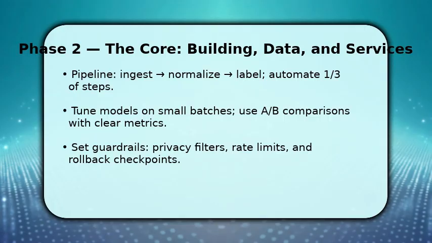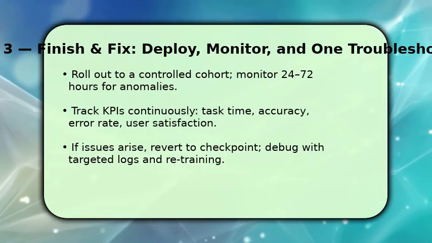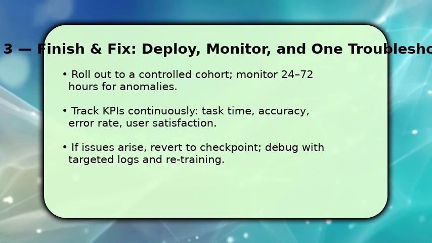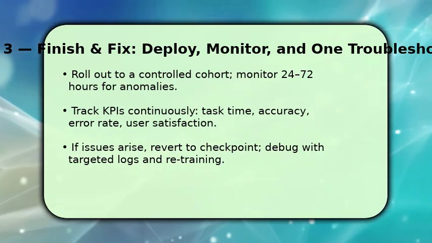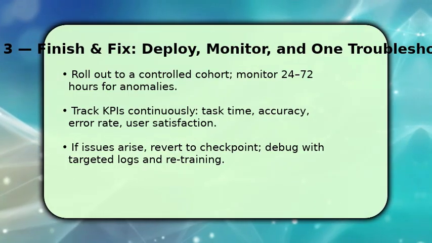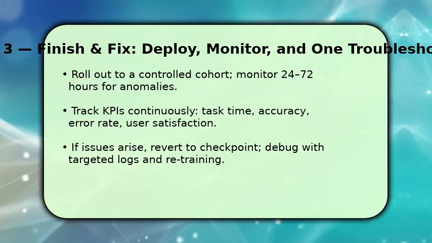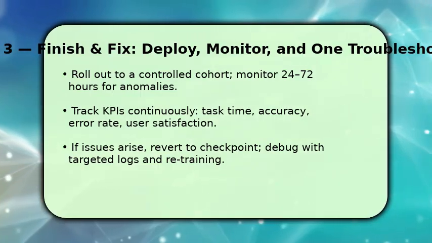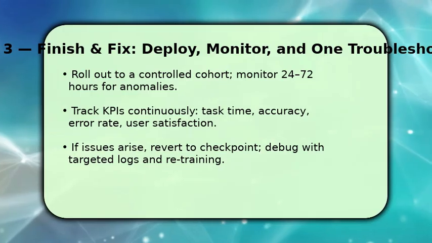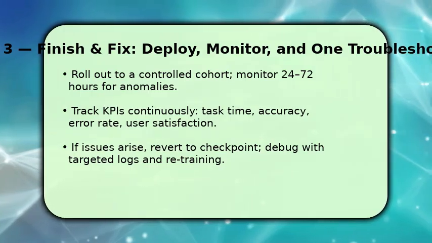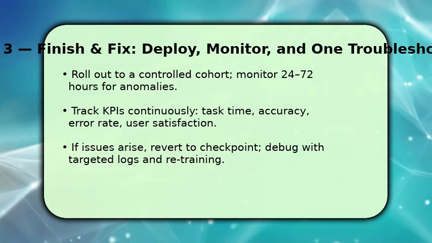You finish by deploying to a controlled cohort and monitoring closely for 24 to 72 hours. Watch for anomalies and real user feedback. Measure KPIs continuously: task time, accuracy, error rate, and user satisfaction, then compare to your baseline. Once done, expand gradually and keep automated rollbacks ready.